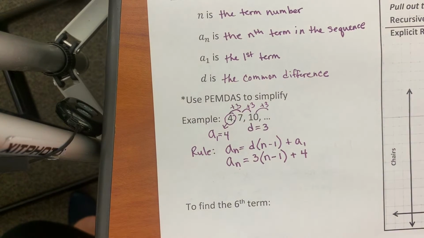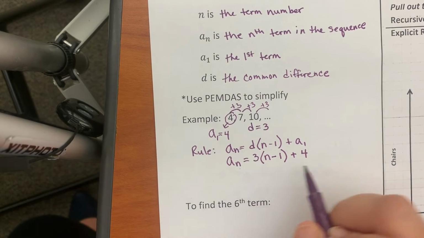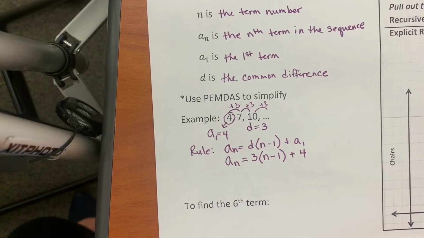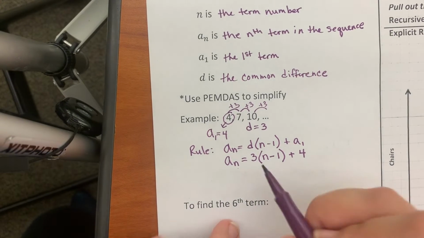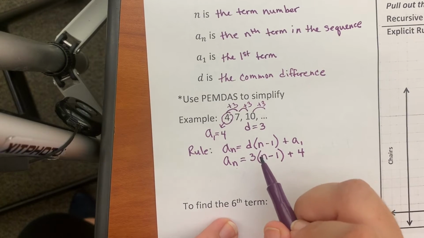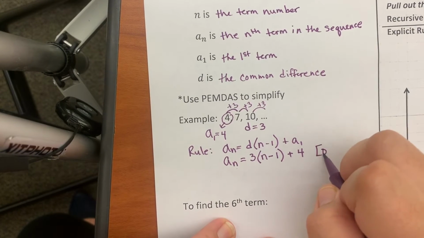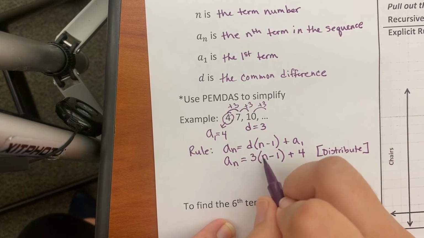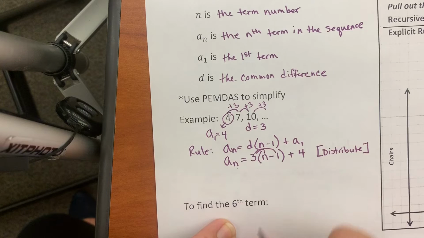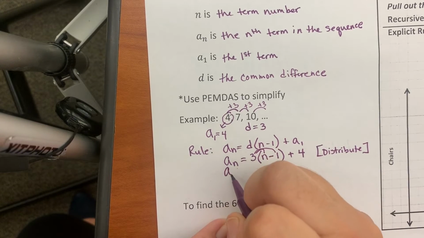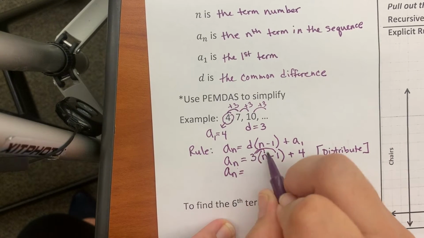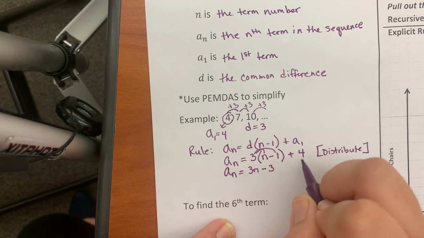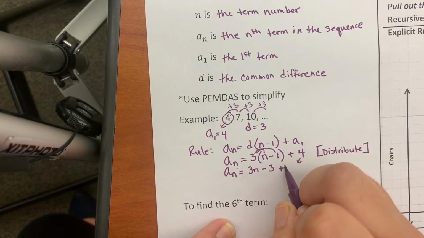So there is our rule, but this rule is kind of complicated looking. There's parentheses, there's lots of things going on, so we're going to simplify it down to make it a little bit easier to use. Just like we practiced the other day, when a 3 is out here in front, we have to distribute. I'm going to make a note of that over here. We've got to distribute that 3 through the parentheses. So 3 times n, 3 times negative 1. First let me copy down a sub n equals 3 times n is 3n, 3 times negative 1 is negative 3, and then I'm just going to bring down this plus 4.